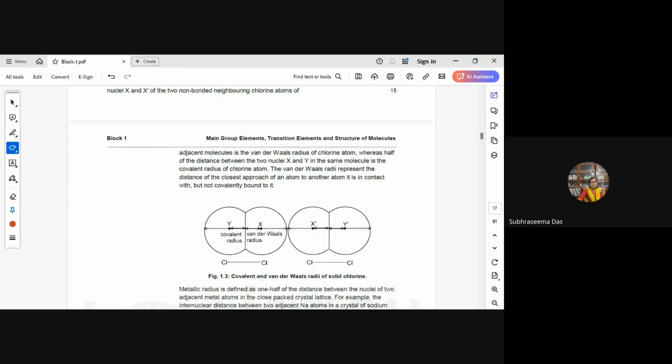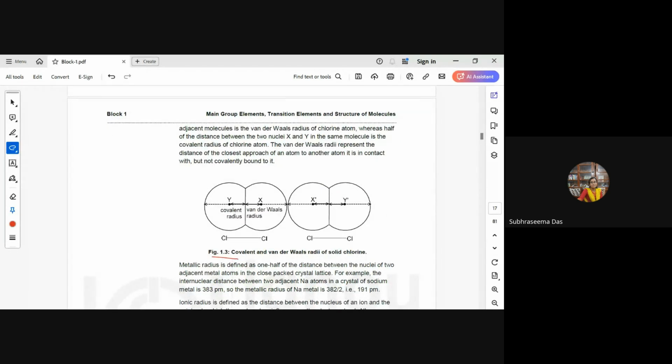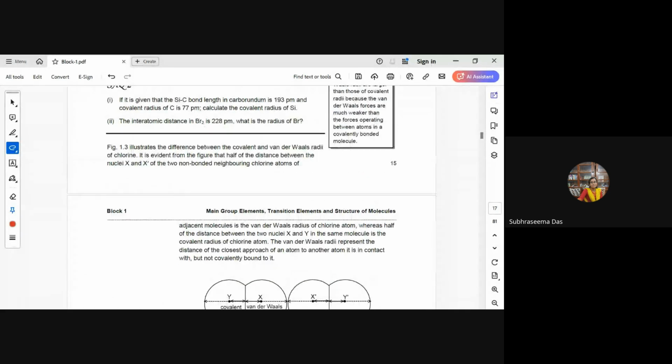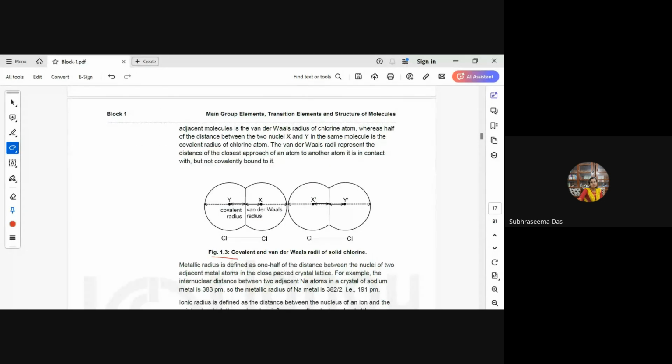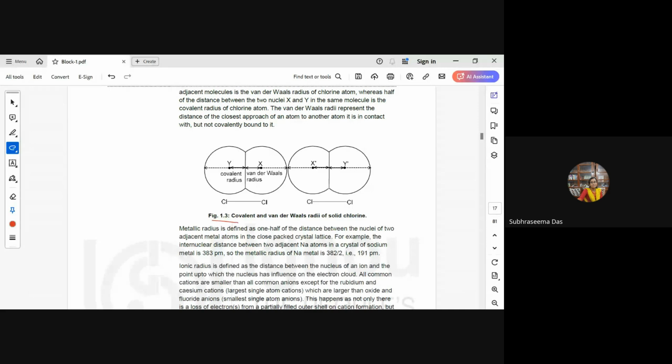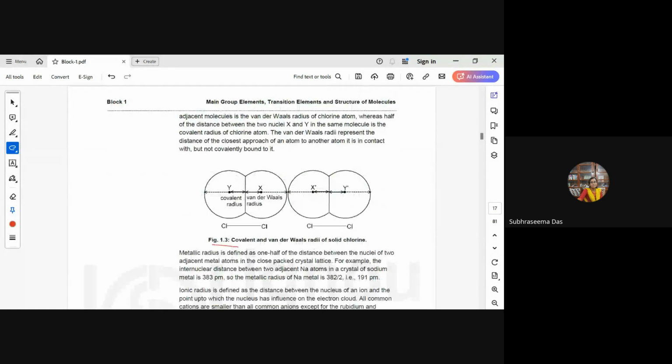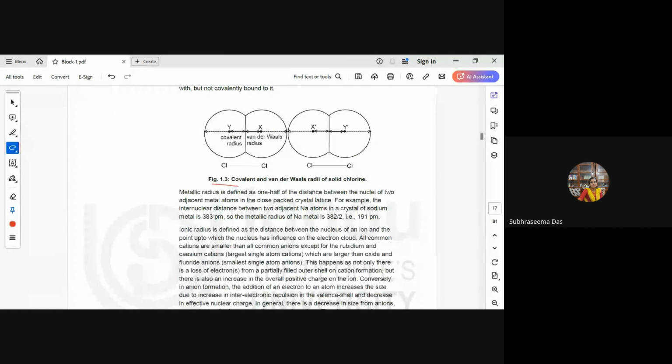Okay, now coming to figure 1.3. In figure 1.3 you can see the covalent and van der Waals radii of solid chlorine. The calculation of covalent radius and van der Waals radius has been illustrated in this figure. So how exactly do we calculate the covalent radii and the van der Waals radii? Now we will come to another type of radius, called the metallic radius.